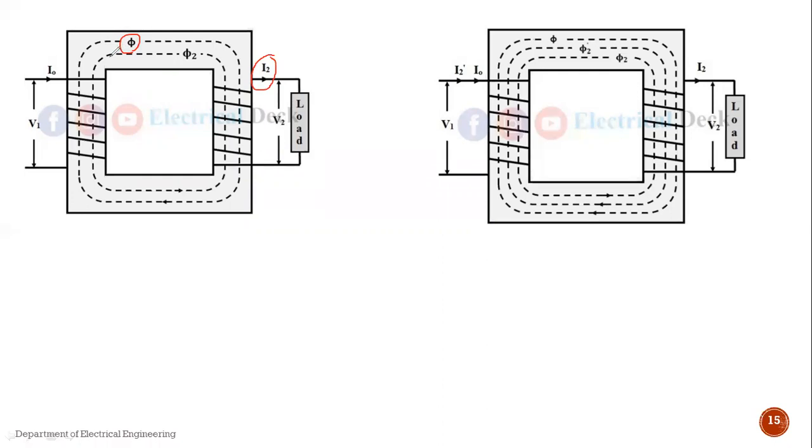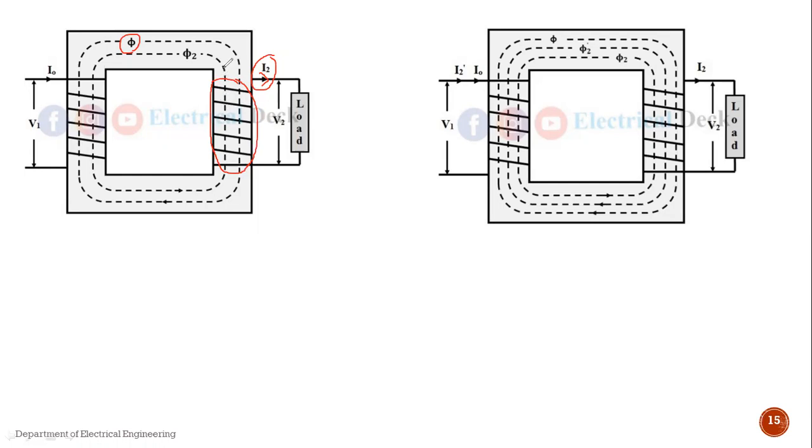when the secondary side is loaded, the load may be an electrical load, resistive load, inductive load, or it may be capacitive. When the secondary is loaded, at that situation some current will be flowing from the secondary side. When the current starts flowing in the secondary side, it will set up some flux in the secondary side.